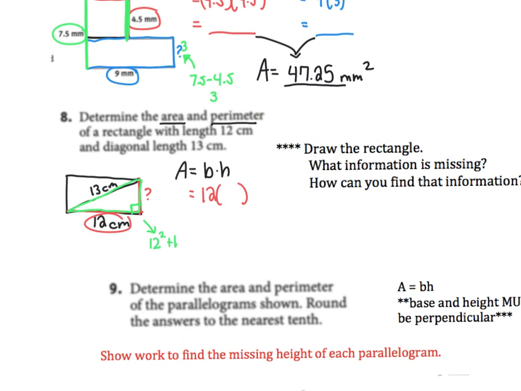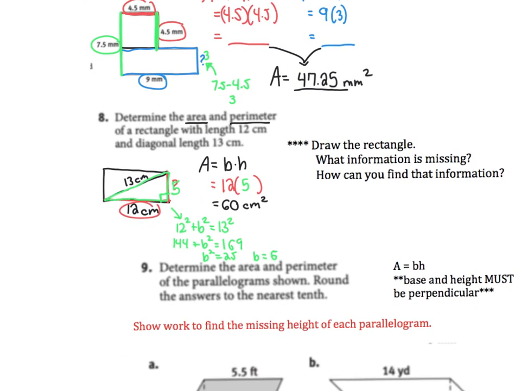12 squared plus our missing leg squared equals 13 squared. That's 144 plus b squared equals 169. b squared will be 25, which means b is 5. So the missing height that we are looking for here is 5, which means that the area of this rectangle is 60, and our units are centimeters, so centimeters squared.